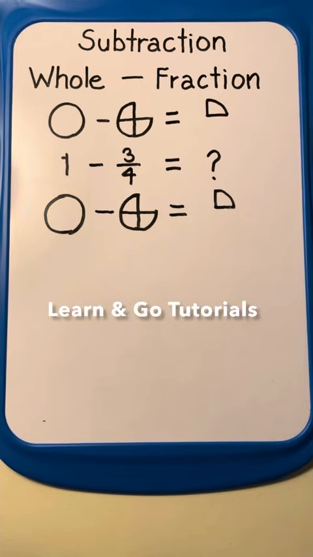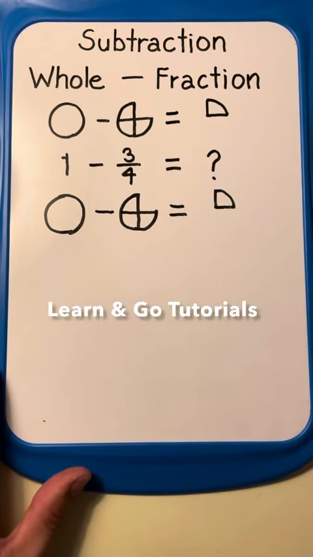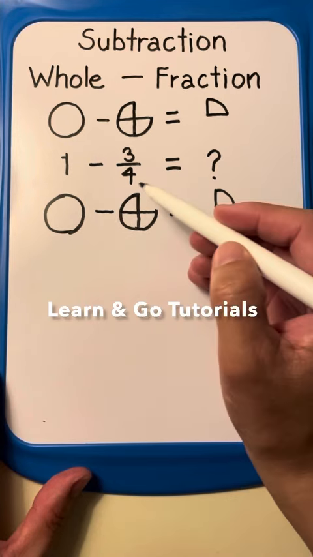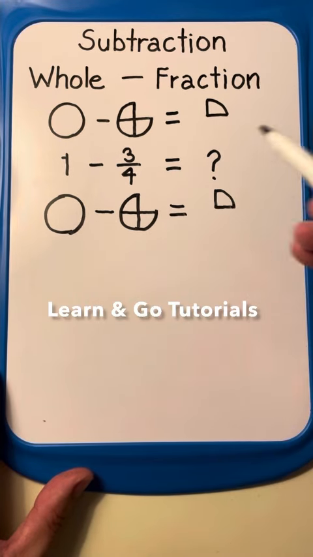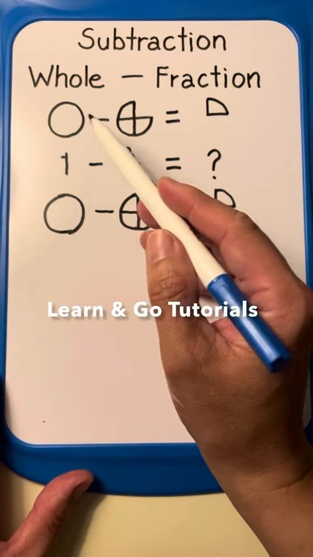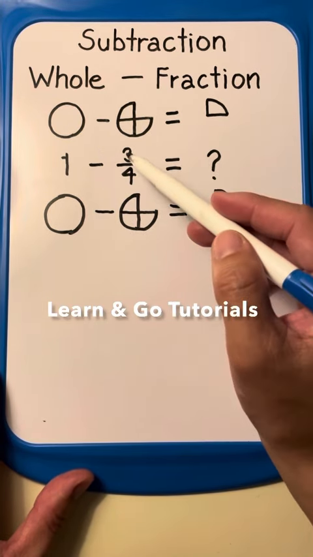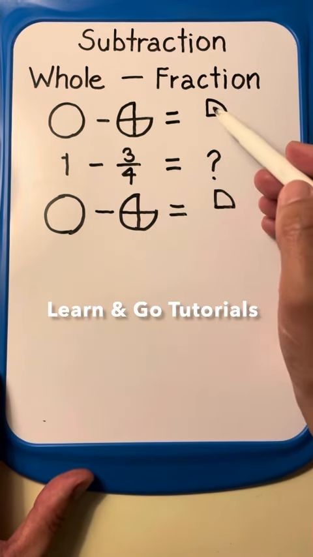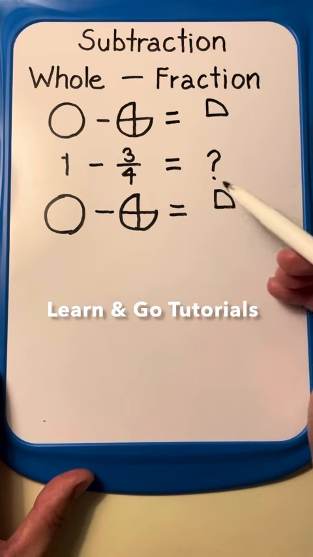Subtraction, whole number minus a fraction. For example, 1 minus 3/4. What will be the answer? We have a representation here. 1 whole piece minus 3 parts out of 4 is equal to 1 part out of 4.